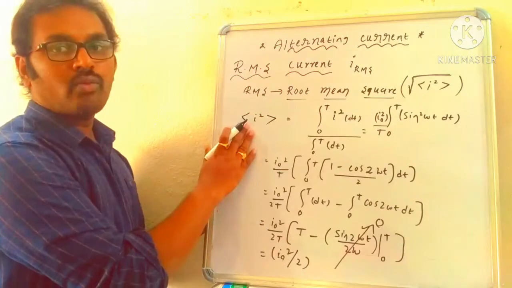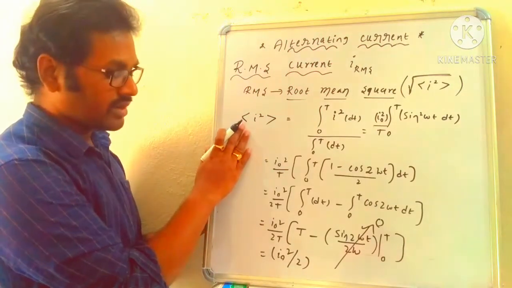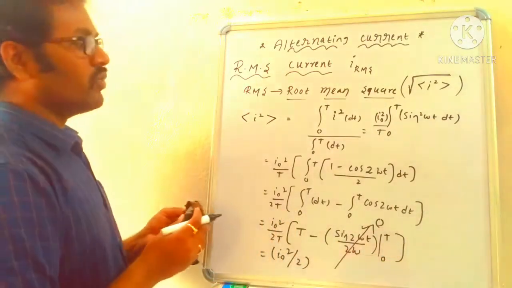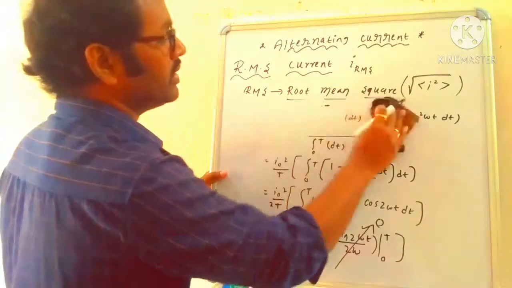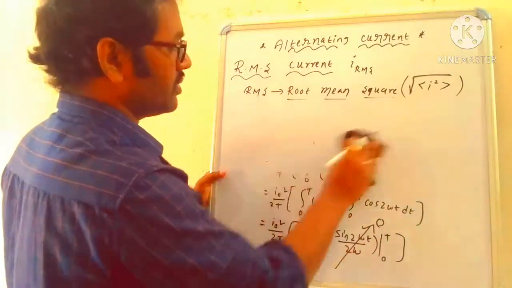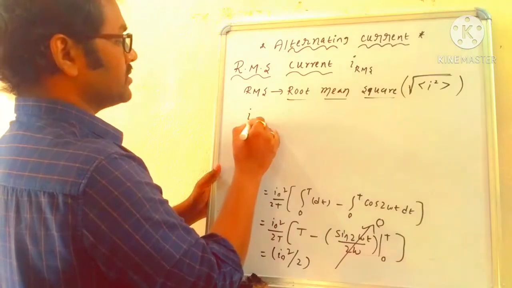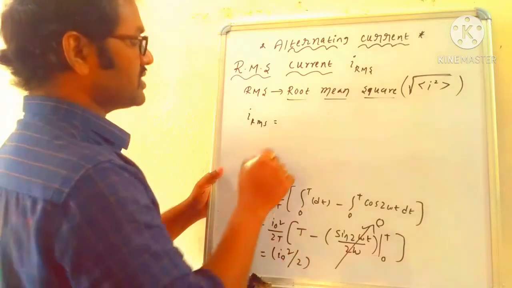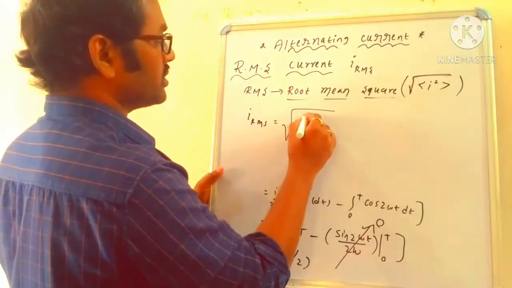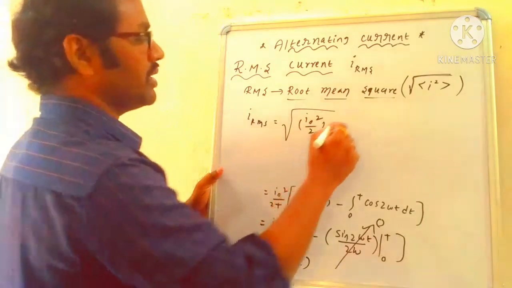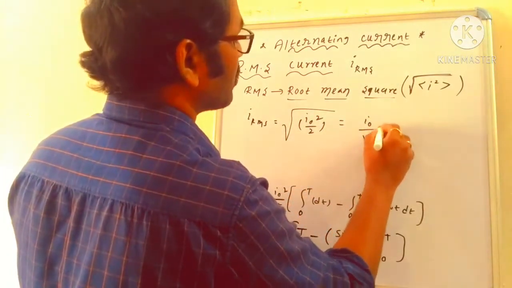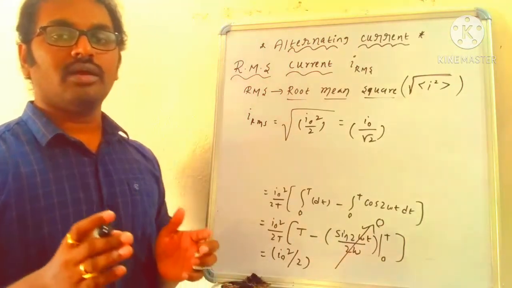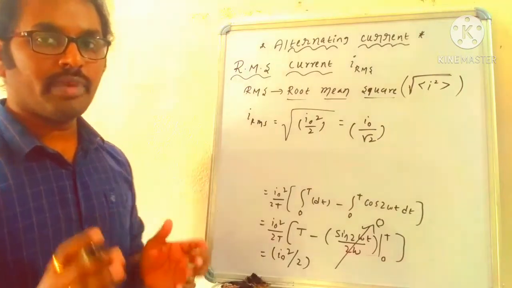So the mean square value for the alternating current for the complete cycle, how much did we get? I naught square by 2. But we need the root mean square value, the RMS value. So I RMS, the root mean square value, is equal to the root of this one. Under the root, how much did we get? I naught square divided by 2. That is equal to I naught divided by root 2. So the RMS current for the complete cycle is I naught divided by root 2.